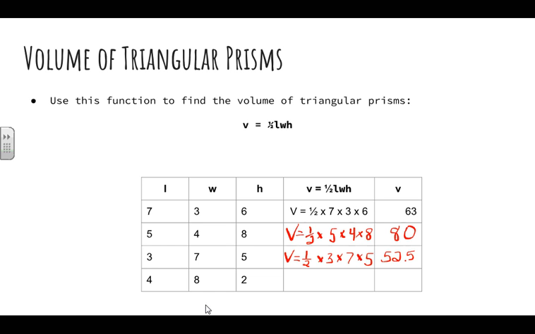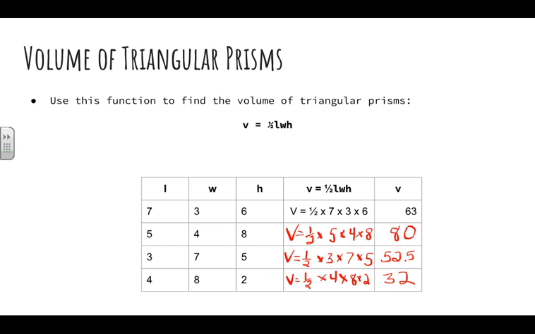And finally, if you have a triangular prism with a length of 4, a width of 8, and a height of 2, the formula will be volume equals 1/2 times 4 times 8 times 2. 1/2 times 4 is 2. 2 times 8 is 16. And 16 times 2 is 32.